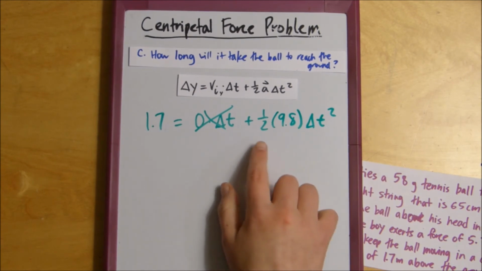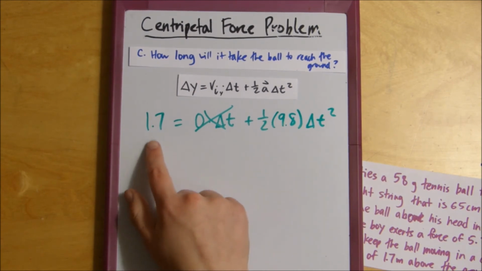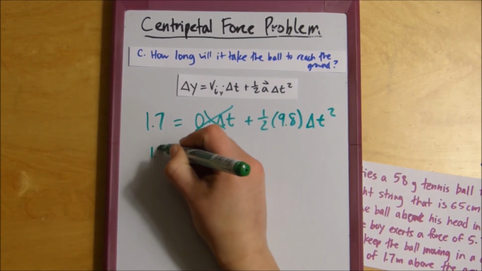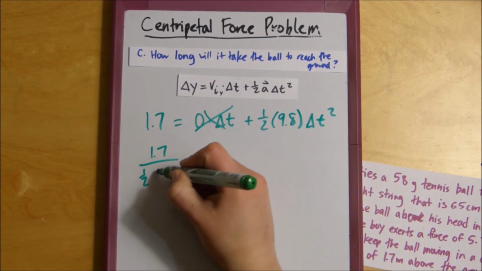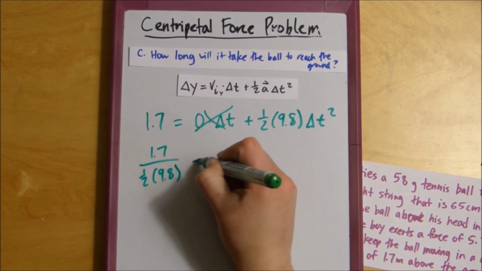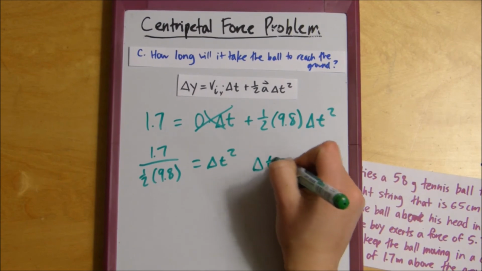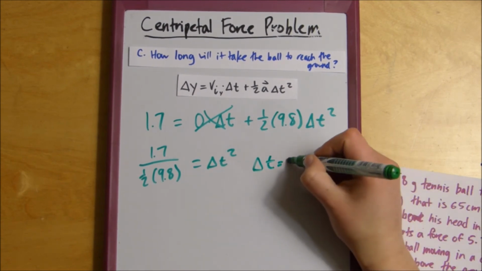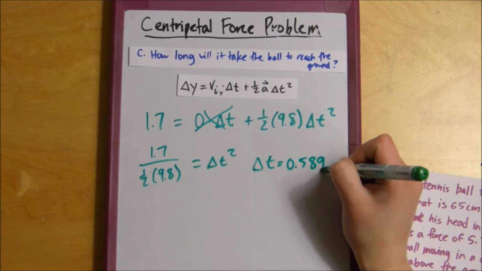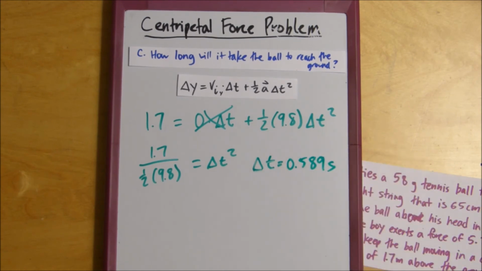And then we would divide 1.7 by 1/2 times 9.8, then take the square root of that. We would see that delta t equals 0.589 seconds. Okay? That's how long it'll take the ball to reach the ground.